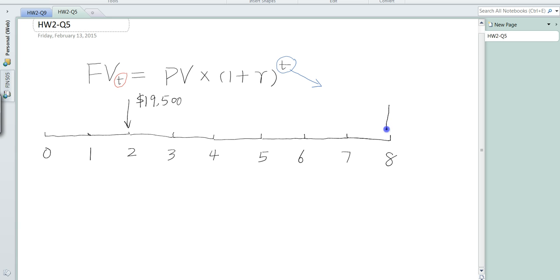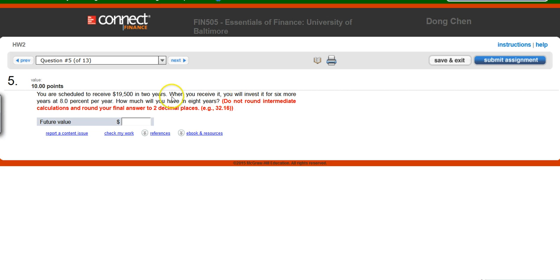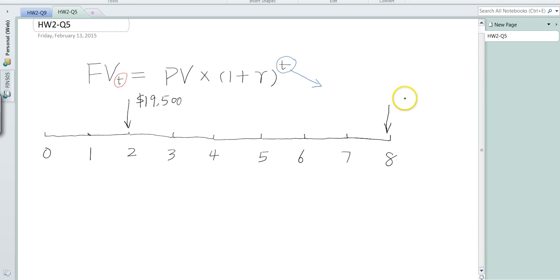So it's asking you what's the future value, right? How much will you have in 8 years? That's the future value at year 8. So that's basically what this question is asking. Let's write down all the numbers we know.